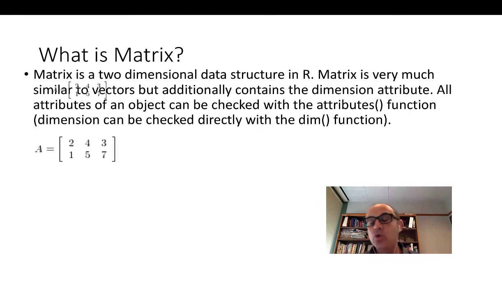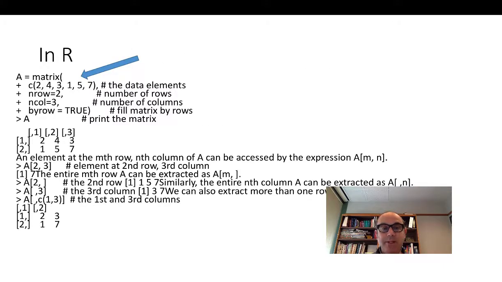Another way for us to store data is called a matrix. It is a two-dimensional data structure in R. A matrix is very similar to a vector, but additionally contains a dimension attribute. So in this case, the function is dim and what it represents.